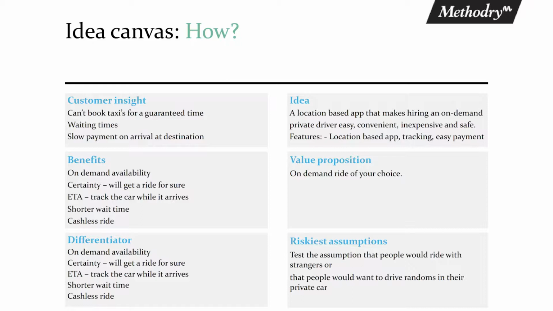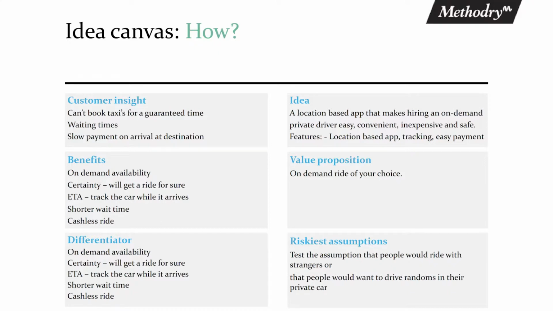So, as an example, you can see here the idea canvas for Uber or for a similar type of app. The customer insight is, we can't book taxis for a guaranteed time. The waiting times are a little bit ridiculous. Sometimes we've got a slow payment on arrival at the destination. That's what we've found out from our customer empathy work. Then we come up with the idea. The idea we've come up with is a location-based app that makes hiring an on-demand private driver easy, convenient, inexpensive, and safe. It's got tracking, it's got easy payment, etc.